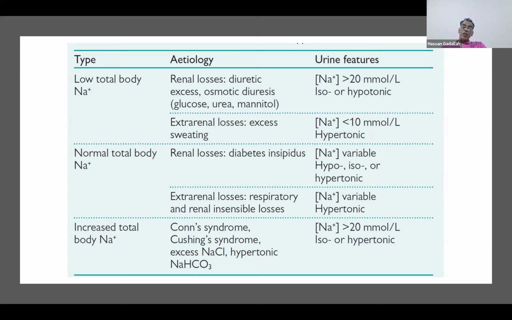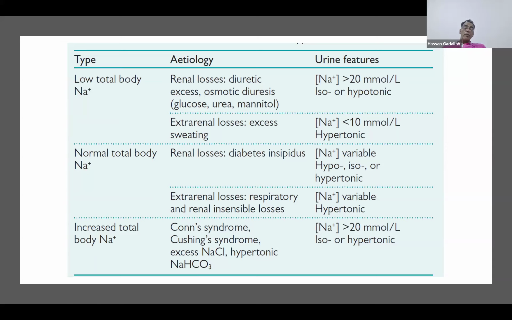So the kidney is trying to conserve as much sodium as it can, so it can improve the volume status in addition to the osmotic status. So the second type of hypernatremia is hypernatremia with normal total body sodium.